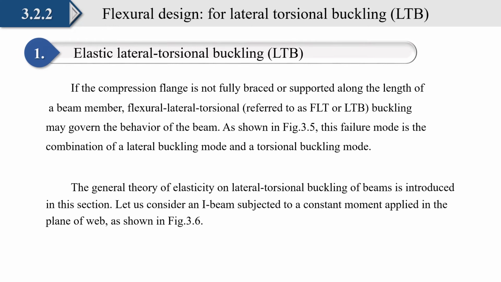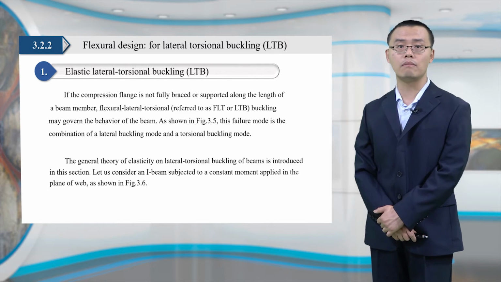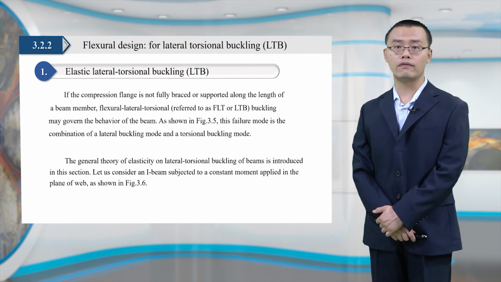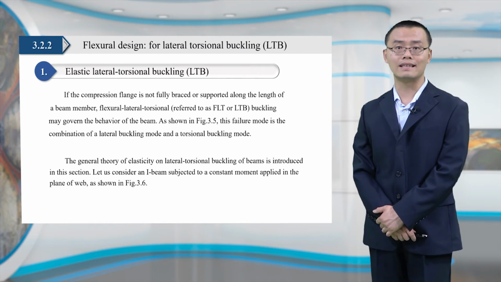Now let's look at elastic lateral torsional buckling. If the compression flange is not fully braced or supported along the length of a beam member, flexural lateral torsional buckling, referred to as FLT or LTB, may govern the behavior of the beam. As shown in Figure 3.5, this failure mode is a combination of a lateral buckling mode and a torsional buckling mode. The general theory of elasticity on lateral torsional buckling of beams is introduced in this section.